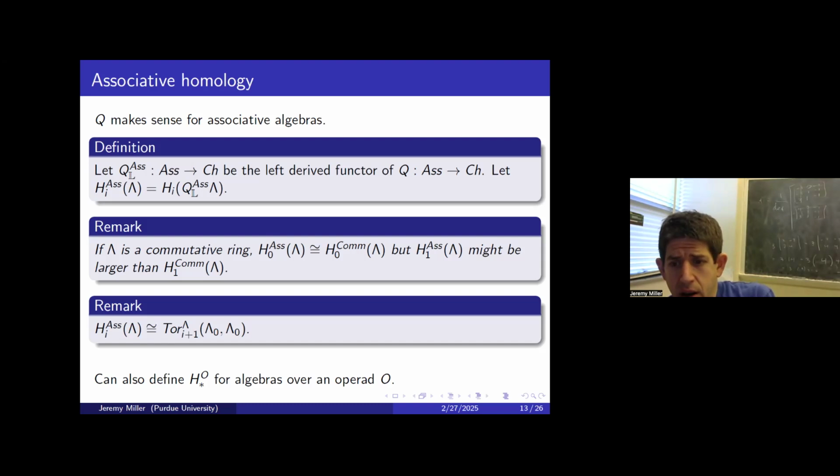Like I said, in degree 1, for instance, the associative homology will in general be larger than the commutative homology, because H1 is measuring the relations. If you have a commutative ring and you want to describe the relations, the fact that the generators commute is already built in, and H1 com is just measuring the extra generators of your ring as a commutative ring. Whereas for H1 associative, if you're writing a presentation of your commutative ring as an associative ring, you need to add extra relations declaring that the generators commute, and those extra relations can show up in H1 associative.